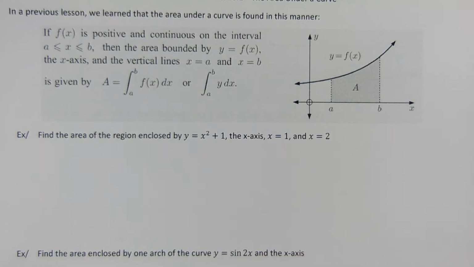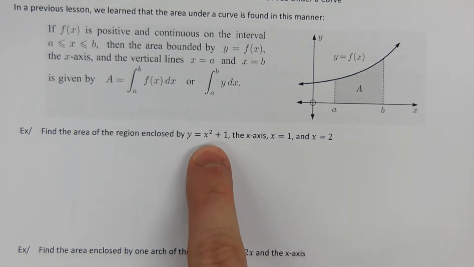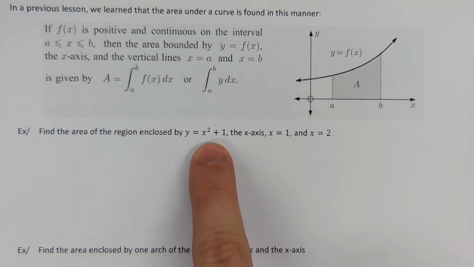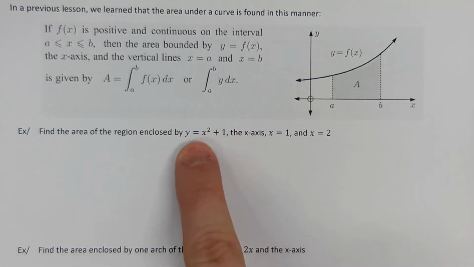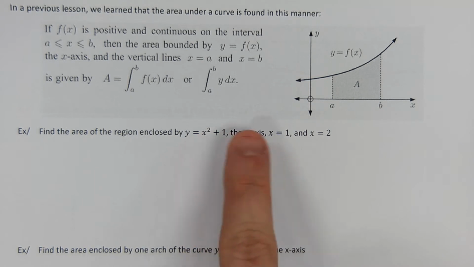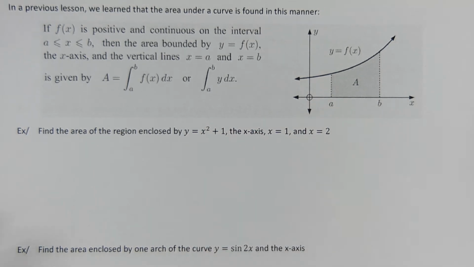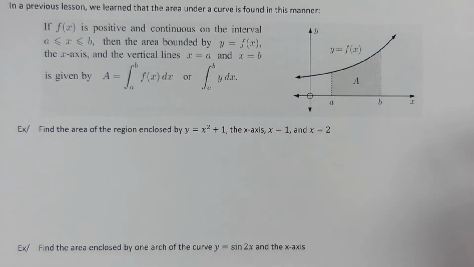So it says find the area of the region enclosed by this curve, which, by the way, is a quadratic that's been shifted up one, so it is always above the x-axis, and the lines x equals 1 and x equals 2. A picture's not necessary, but it helps. It actually would look a lot like this, so I'm just going to copy that.